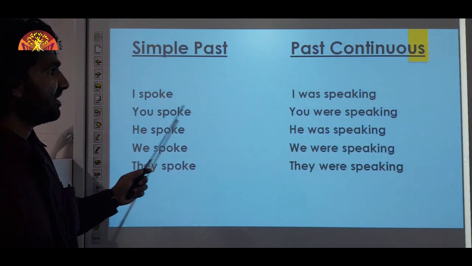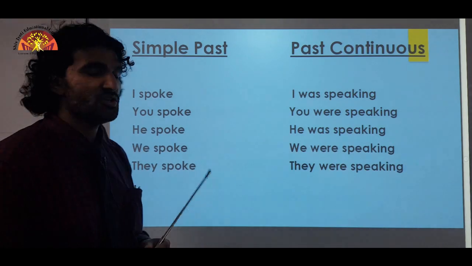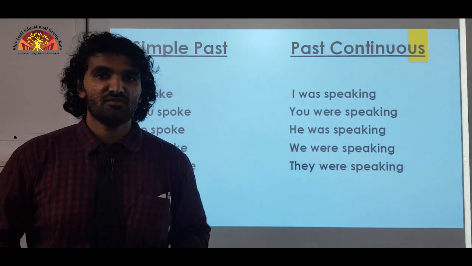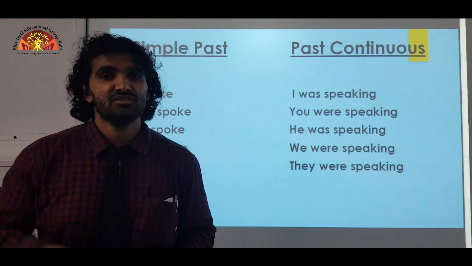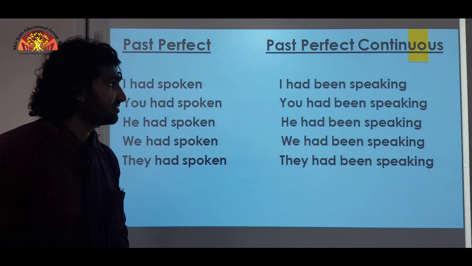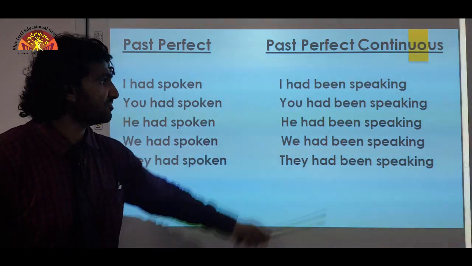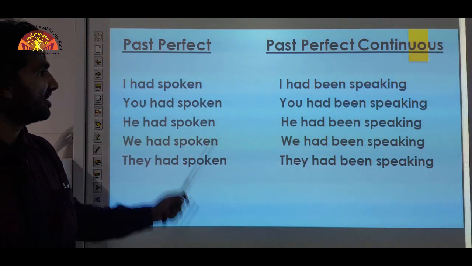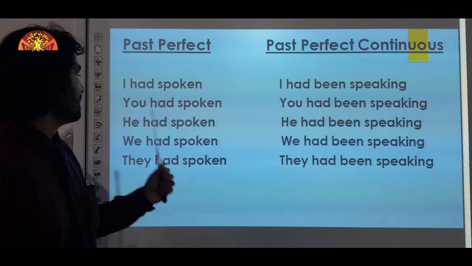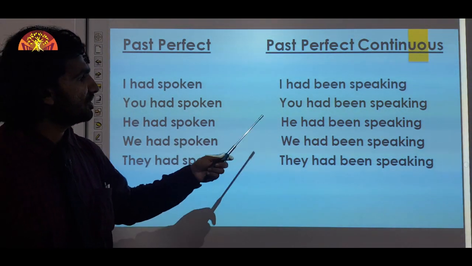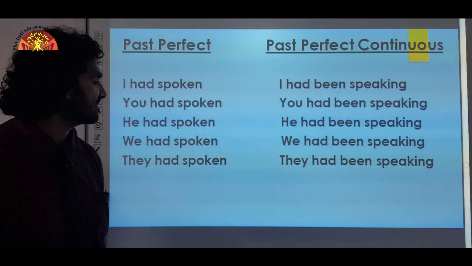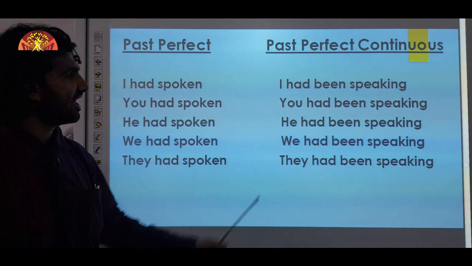I spoke, I was speaking. You spoke, you were speaking. He spoke, he was speaking. We spoke, we were speaking. They spoke, they were speaking. I had spoken, past perfect continuous, I had been speaking. You had spoken, past perfect continuous, you had been speaking. He had spoken, he had been speaking. We had spoken, we had been speaking. They had spoken, they had been speaking.